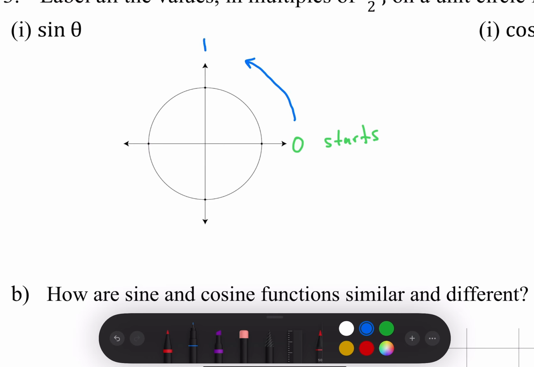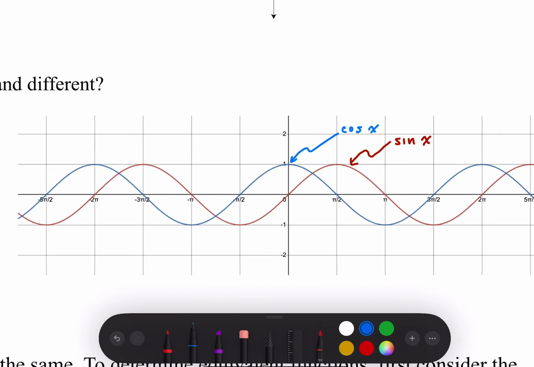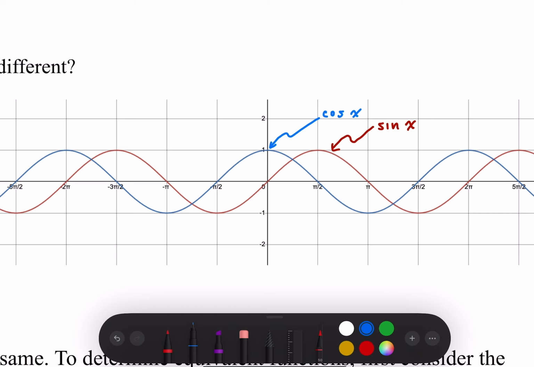that is 1. And to see that or understand that, we can look at the graph. We have both sine and cosine here. We can see that it does start at 0, and then it goes up to 1, and then back down. But the reason for that is important to understand, and that's because sine is just the y value.